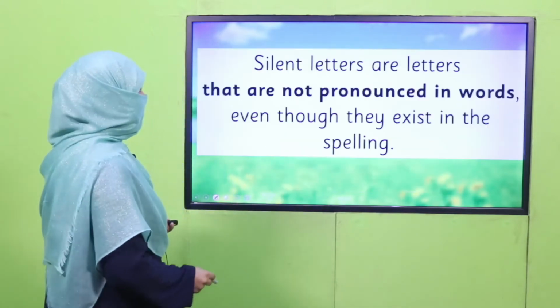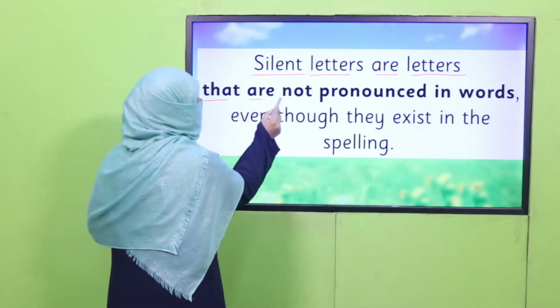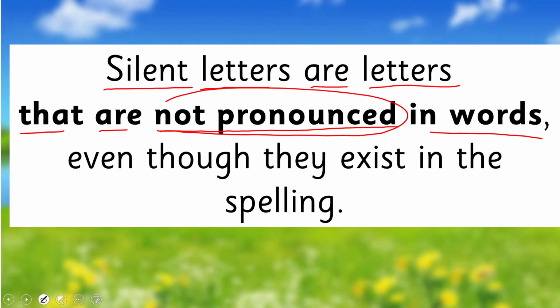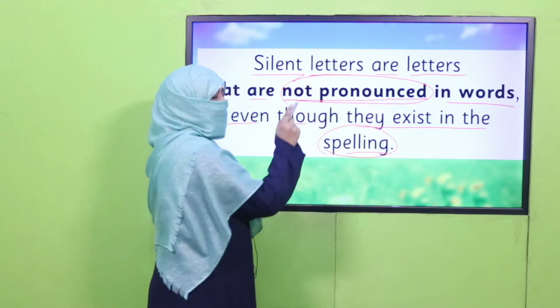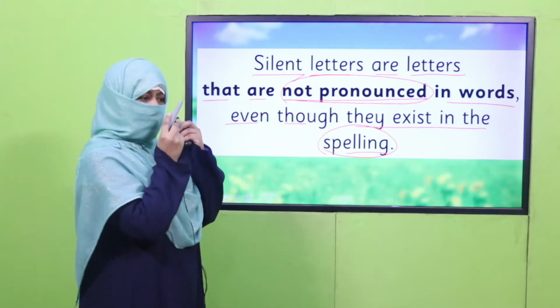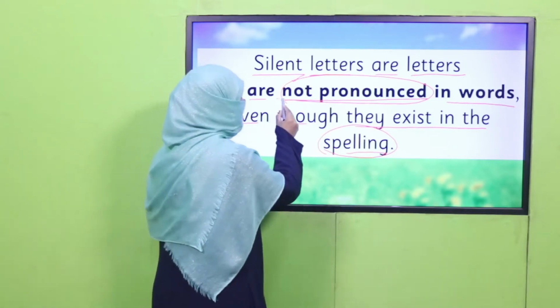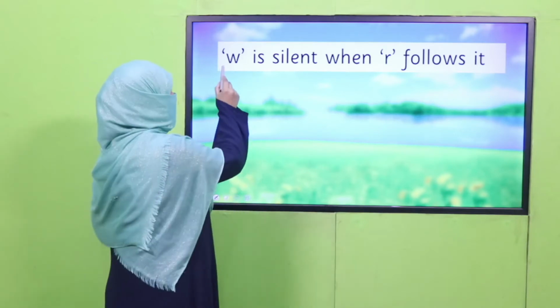So what is a silent letter? Silent letters are letters that are not pronounced in words, even though they exist in the spelling. You can see them, you have to write them. They are there in spelling, but they are not pronounced. We don't say them. We don't say their pronunciation. We don't utter them. They are silent letters. You got it? Now we are going to learn.